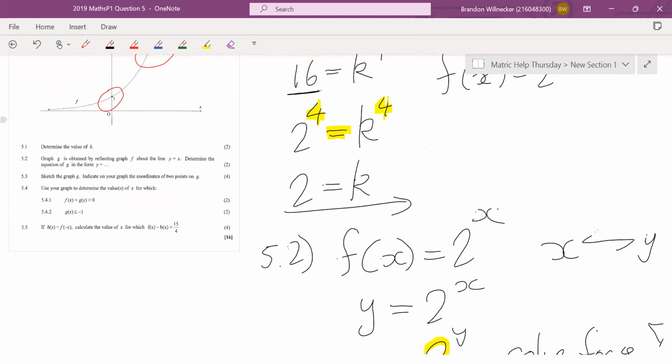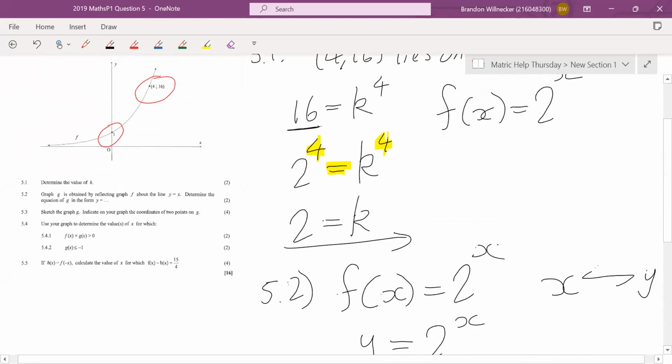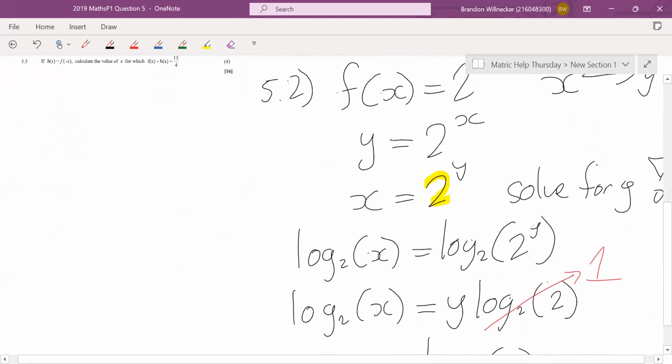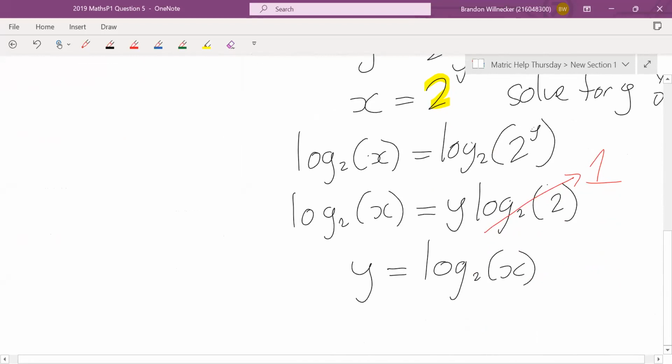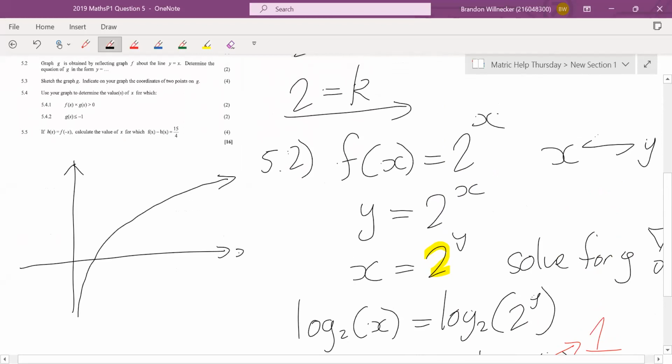Okay, 5.3. Sketch the graph G. Indicate on your graph the coordinates of 2 points on G. That's easy enough. Let's go back here. We know G is this new function we found, y equals log base 2 of x. So we can do a little sketch of that. It's going to look something like this. Here's x, here's y, and we have y is equal to log base 2 of x.